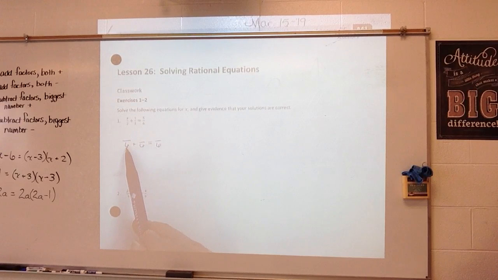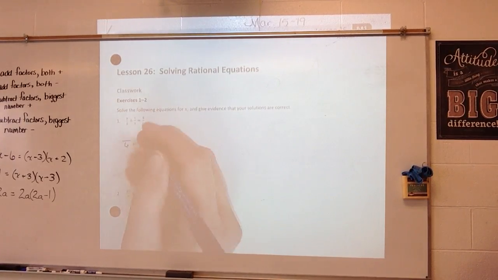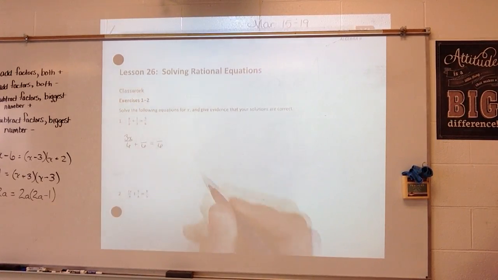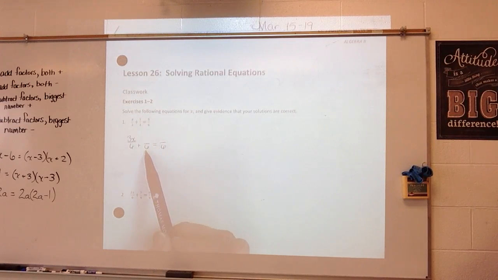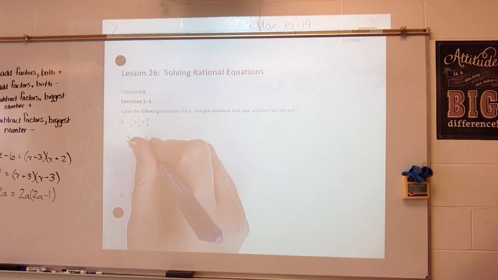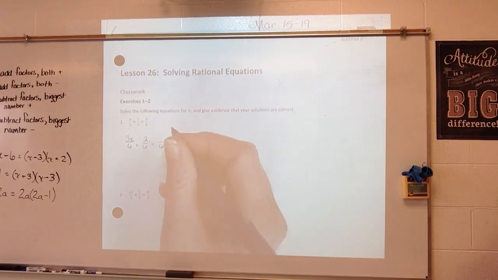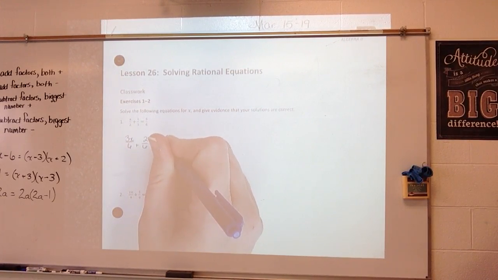So 2 times 3 is 6. So 3 times x is 3x. 3 times 2 is 6. 2 times 1 is 2. And 6 times 1 is 6. So 1 times 5 is 5.